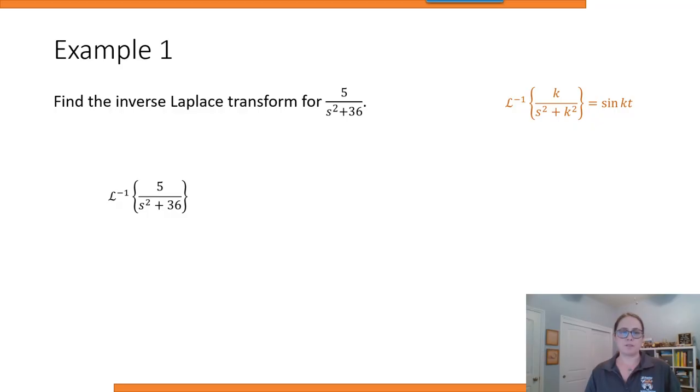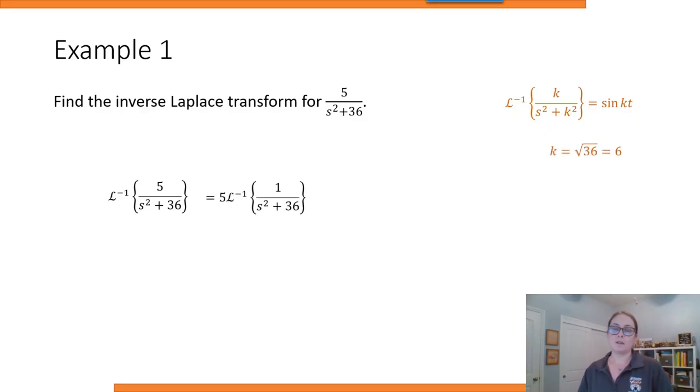In this problem, I'm going to set this up. I want to take the Laplace inverse of this. The k's don't quite match up, so I'm just going to have to tweak this a little bit to make it look like the formula. Looking at the denominator, the s squared plus 36, I know that the k is going to be the 6 that I get from square rooting that 36.